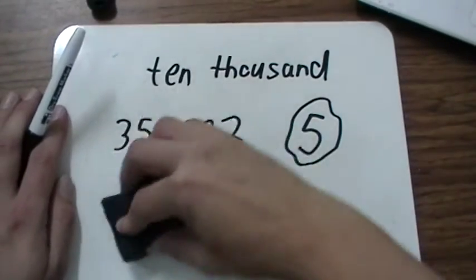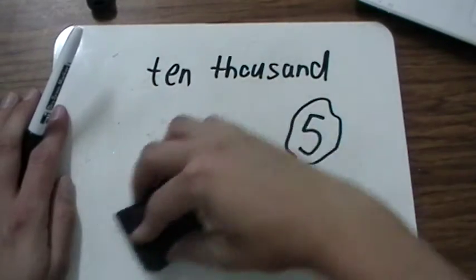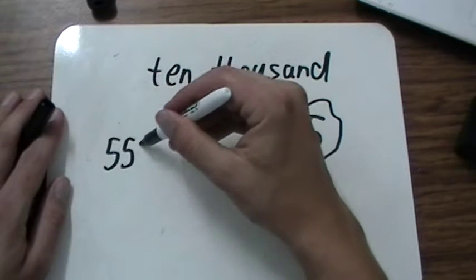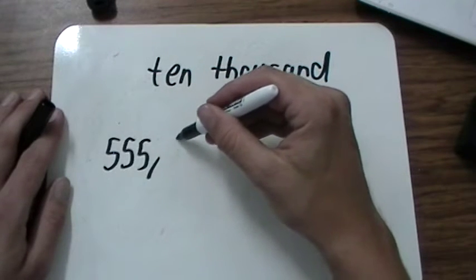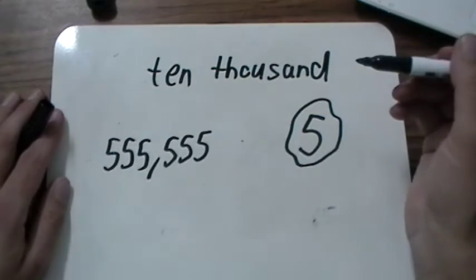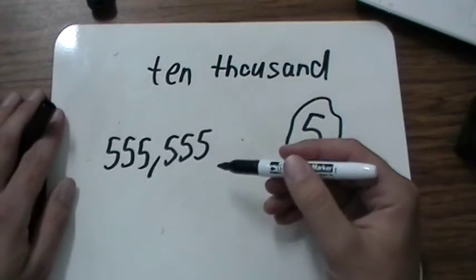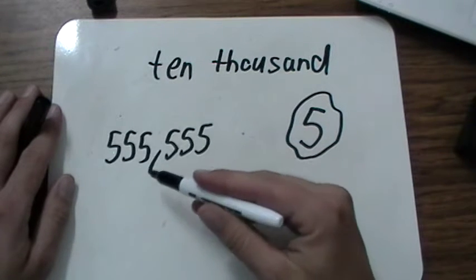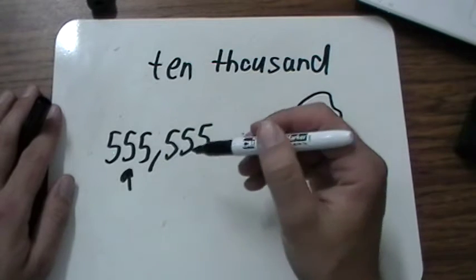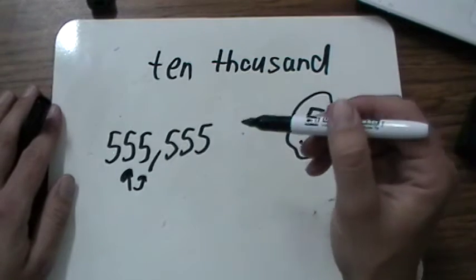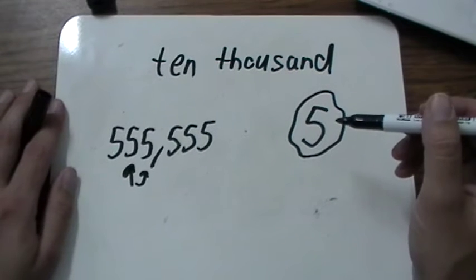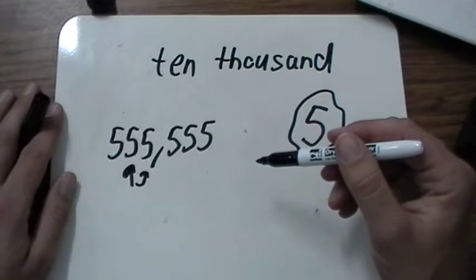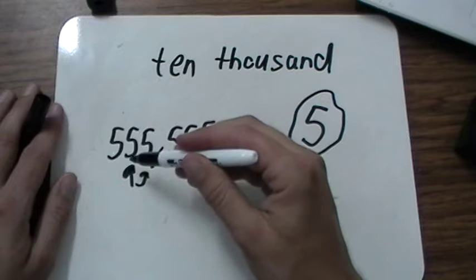Let's try that again. If I have 555, that's a lot of 5s. Again, which number's in the 10,000s place? Ones, tens, hundreds, thousands, 10,000s. What's the number directly to the right? 5. So what do I do if it's 5? Well, if it's 5 or above, I round up. So this time I'm actually going to round up.